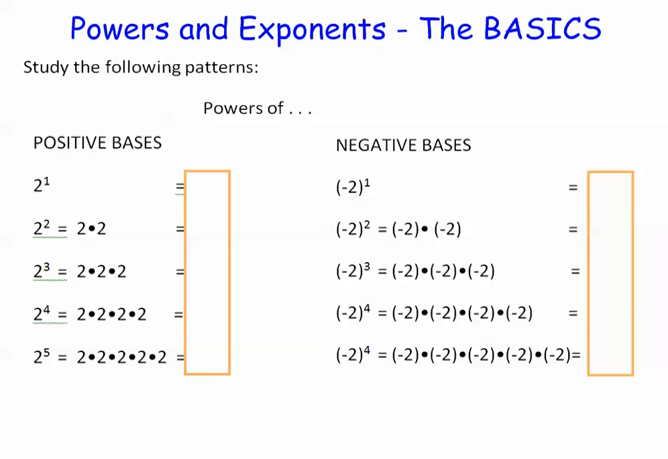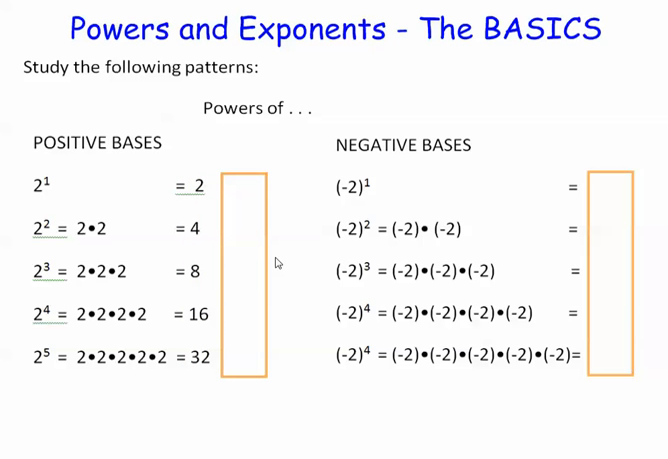Study the following patterns for the powers of positive bases versus negative bases. So positive 2 to the first power, positive 2 to the second power, positive 2 to the third power, as opposed to negative 2 to the first power, negative 2 to the second power, negative 2 to the third power, negative 2 to the fourth power. So the powers of positive bases versus negative bases. Predict or record in your notes what these answers would be for positive bases. Now predict and record in your notes what these answers would be for negative bases.